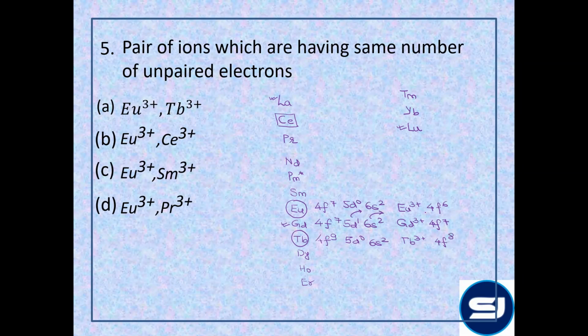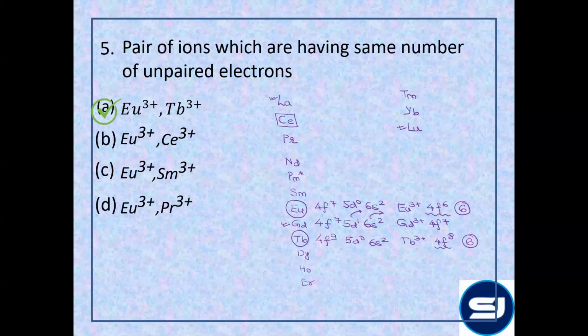Now with 4f6, how many electrons are unpaired? 6. All. And 4f8 में एक इलेक्ट्रॉन पेयर हो जाएगा तो number of unpaired electrons would be 7? 6, ना? One electron will enter as a single and then 8th pair हो जाएगा तो 6 ही unpaired मिलेंगे. मतलब यूरोपियम का 3+ and टर्बियम का 3+ have the same number of unpaired electrons. Correct answer is option A.